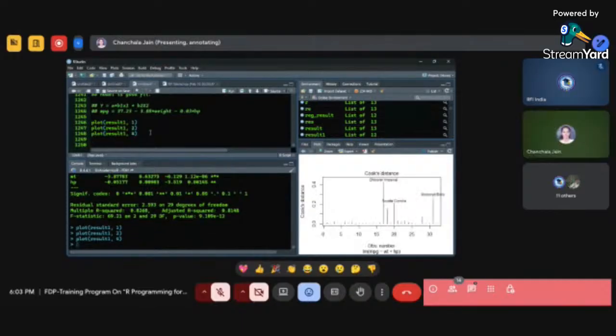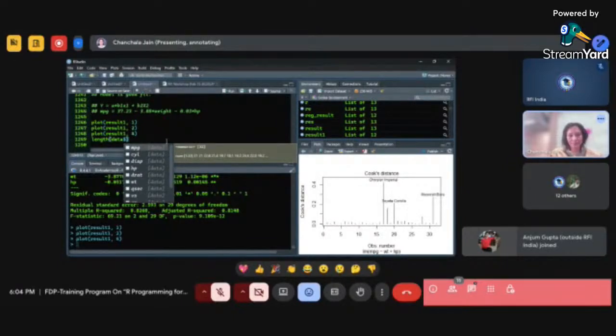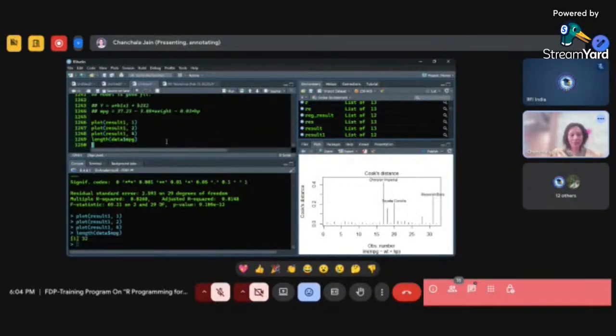Next one is for finding whether any influential value is there in your data or not, right? So what I'm doing, I'll check the length of my data first. So I'll see 32 observations, right? So I want to get the value of 4 by 32.